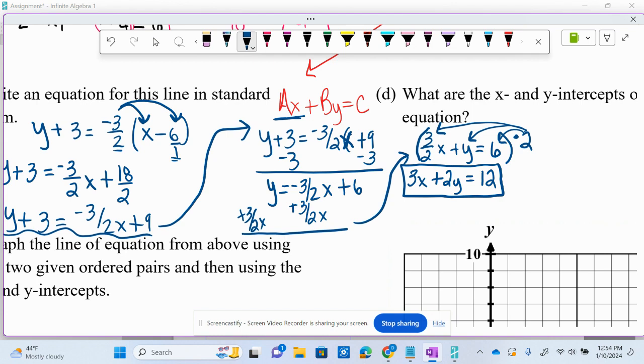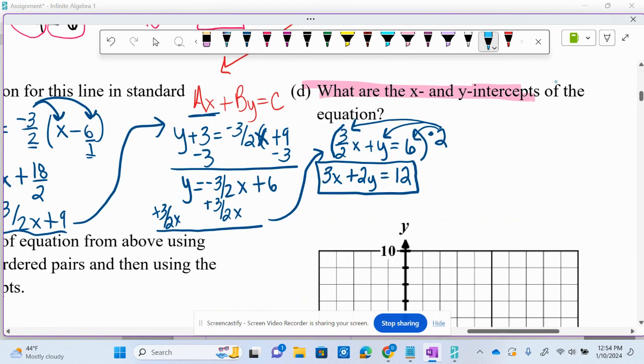So now I want to talk to you about this guy right here. It says, what are the x and the y intercepts? So I know that if I want to find the y intercept, I have to let x equal 0. I know that from the first example that we did.